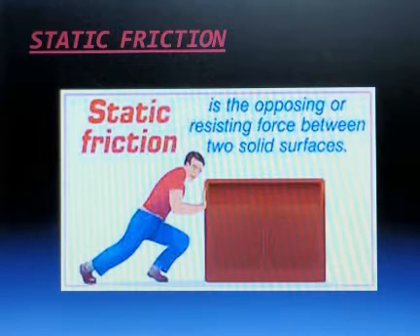Suppose a heavy box is placed on a rough surface or ground. When we apply force on the box, it does not move because the frictional force between the ground and the box opposes the motion. This type of friction is known as static friction. Static friction is maximum when the applied force is just short of the force required to start motion. When the applied force increases beyond the static friction, the box will move.